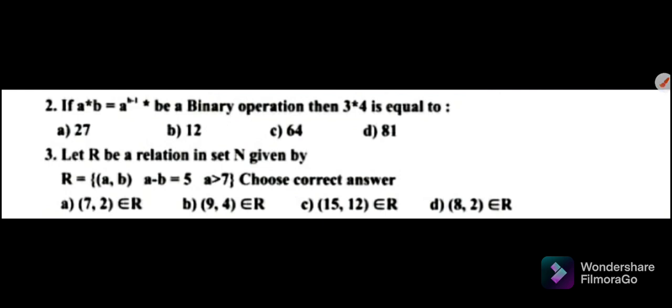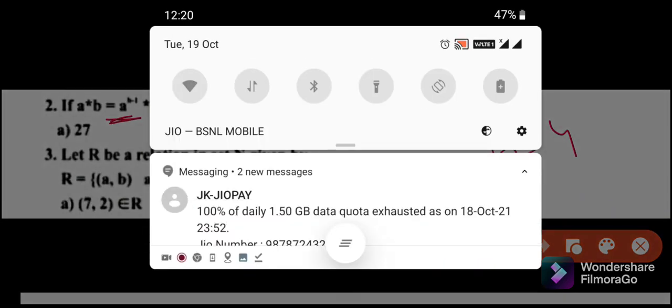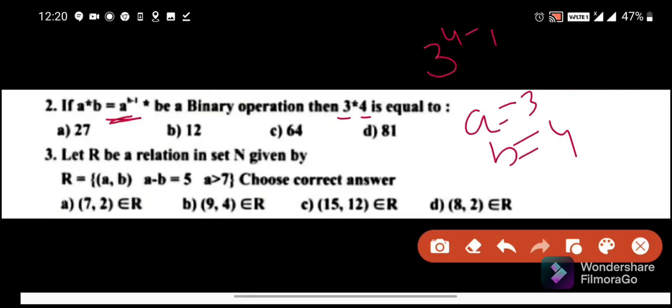Next question. If A star B is equal to A raised to the power B minus 1 be a binary operation, then 3 star 4 is equal to... Now A is equal to 3 and B is equal to 4. Put the values of A and B in this expression. 3 raised to the power 4 minus 1, that is 3 raised to the power 3, that is 27. So the answer is option A.